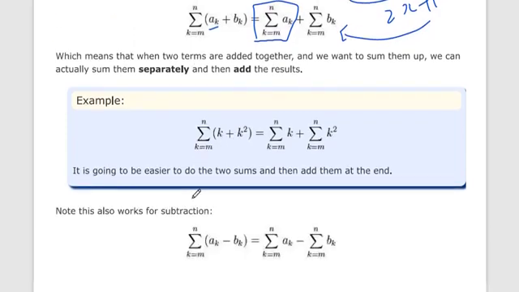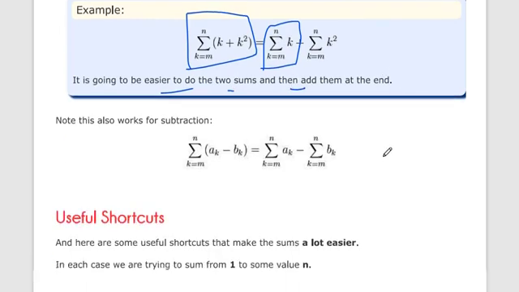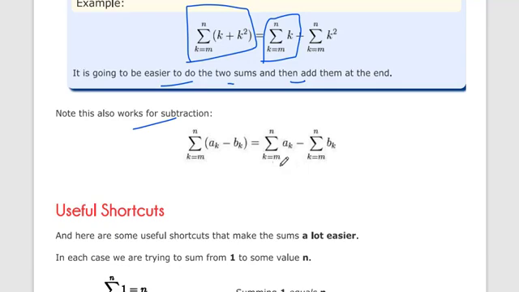Here I have given the example k plus k square. We can sum them separately and then add them at the end, which is going to be easier. It also works for subtraction.